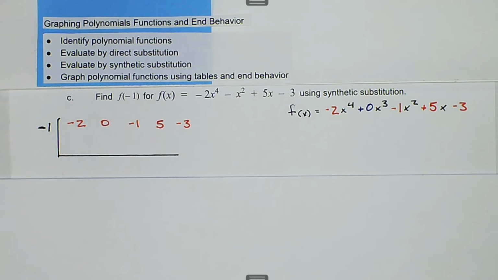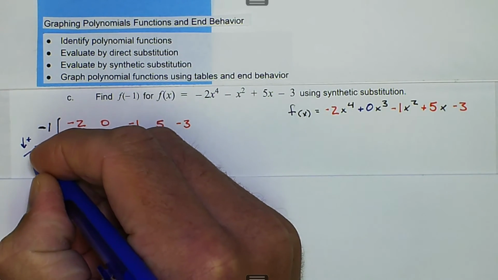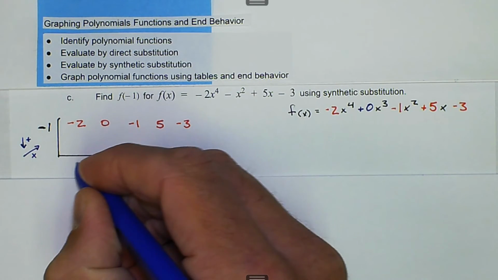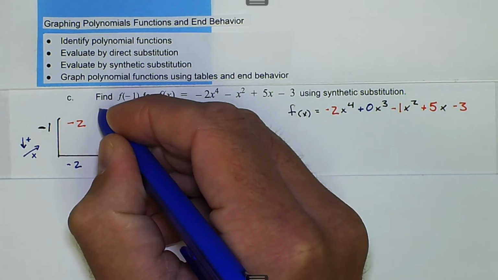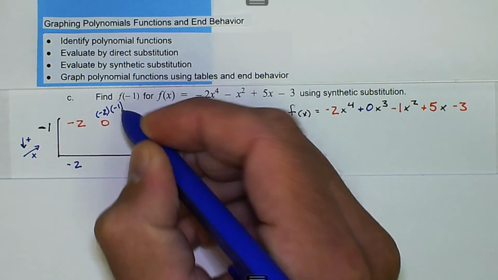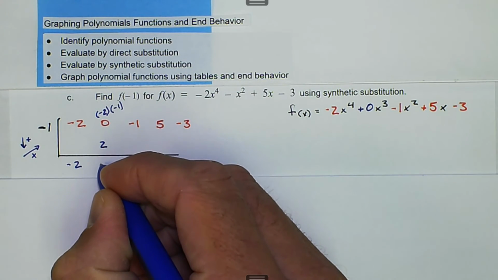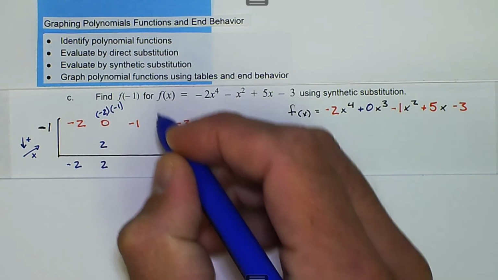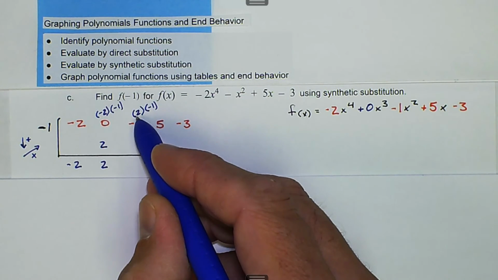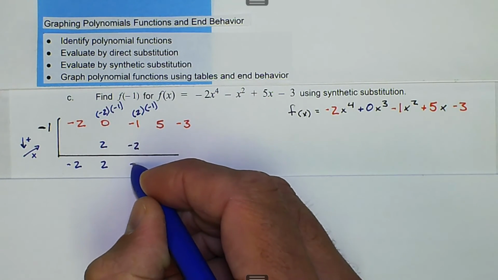And then we're still going to do the same process. When we go down, we're going to add, and then we're going to multiply to get the diagonal. So we add down, -2 plus 0 is -2, and then we're going to multiply in the diagonal. So that's going to be -2 from down here times -1. -2 times -1 is +2, and when we add down, we get 2. So then we go 2 times -1. 2 times -1 is -2. And when we add -1, -2, we get -3.